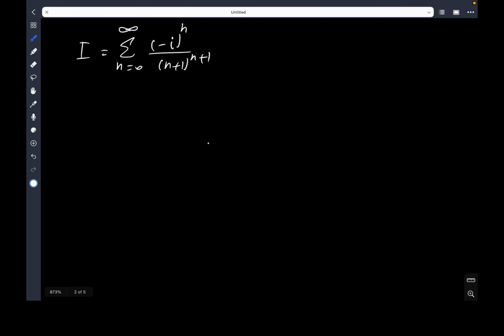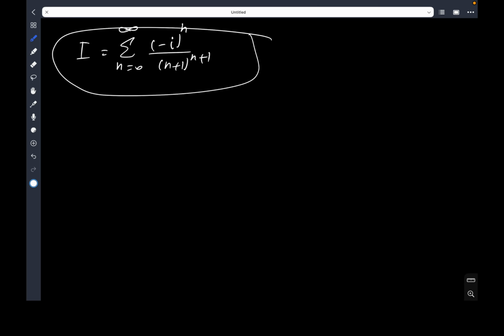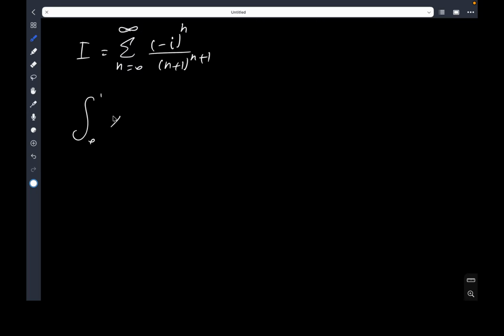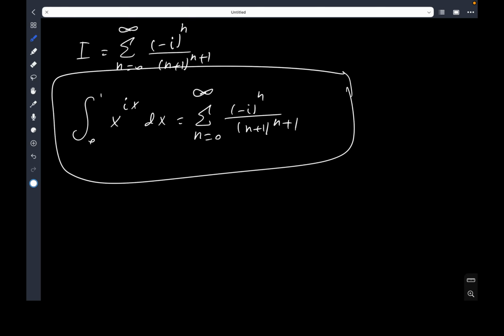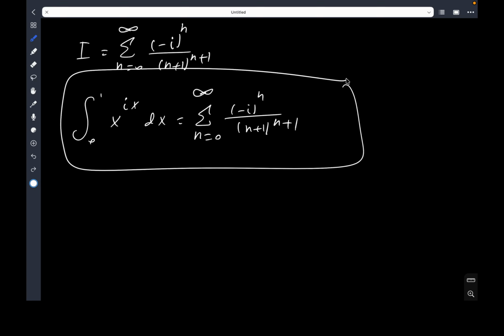And that is the actual value of my integral represented as an infinite sum. So therefore I can say the integral from 0 to 1 of x to the ix dx is the infinite sum of negative i to the n over n plus 1 to the n plus 1. And this is the exact actual value of the integral that we were looking for.